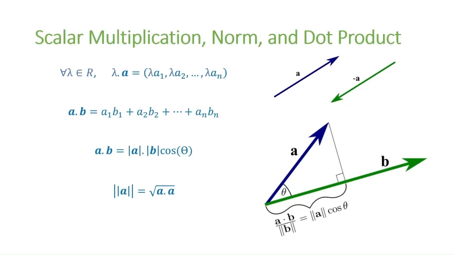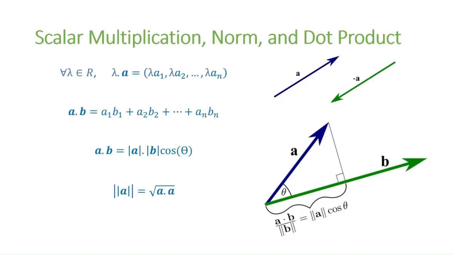Now let's move on to three extremely important operations: scalar multiplication, vector magnitude, and the dot product. Scalar multiplication means multiplying a vector by a single number. Each component of the vector gets multiplied by the scalar.